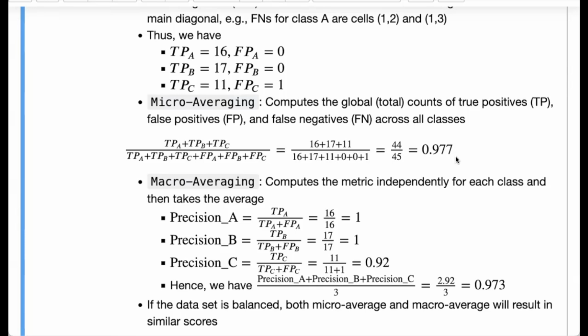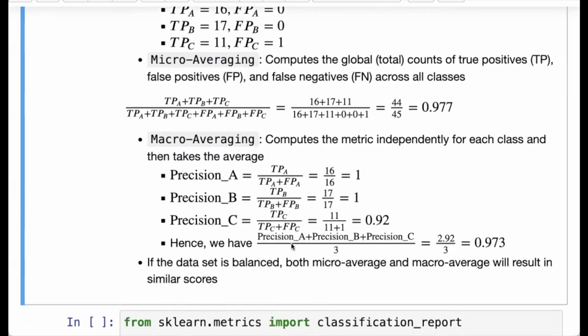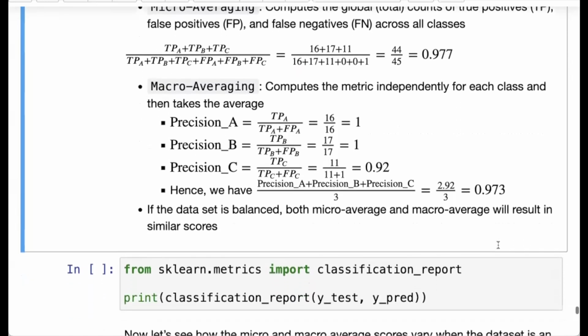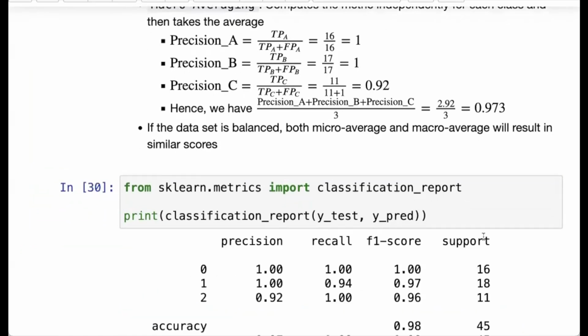0.9777. And then for the macro averaging, the difference is that we compute the metrics locally and independently for each class, and then we take the average. So that's the definition of macro averaging. Meaning that precision for A is defined as true positive only for A over true positive for A plus false positive for A. So we get the number for precision A, precision B, and precision C, and then we take the arithmetic mean, meaning that we add them together and divide by 3. And here you get 0.973. And these two numbers should be very close to each other if we have a balanced data set.